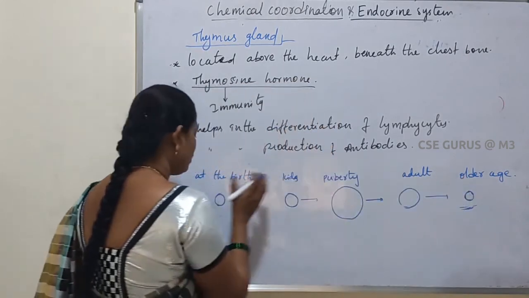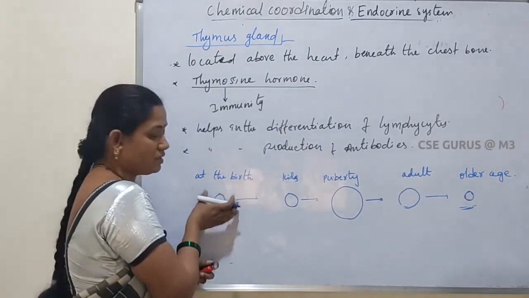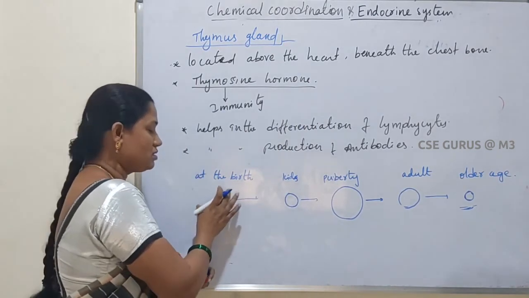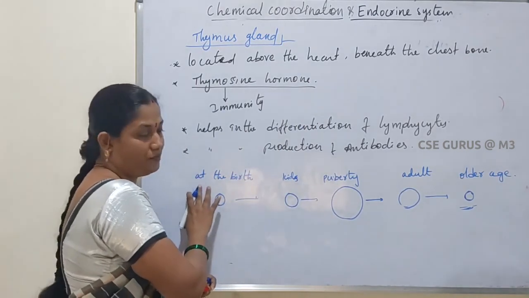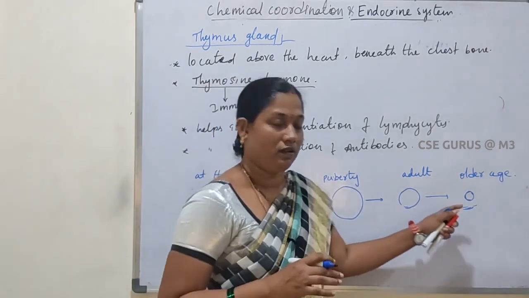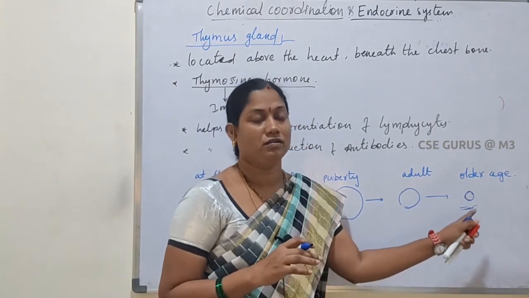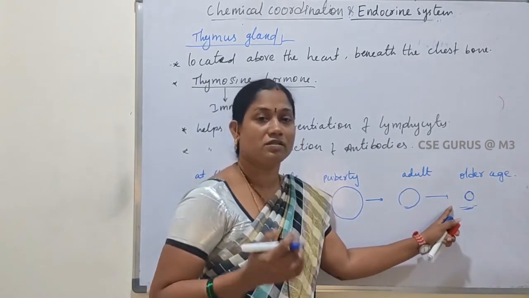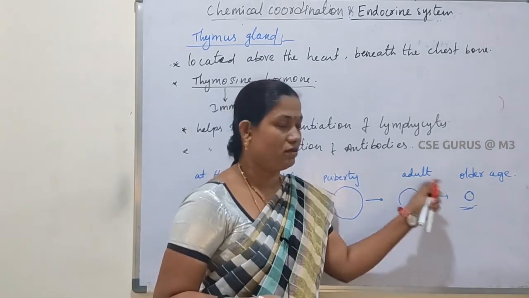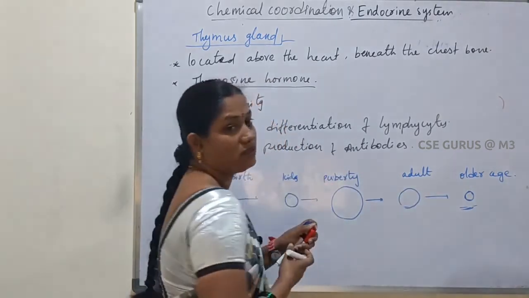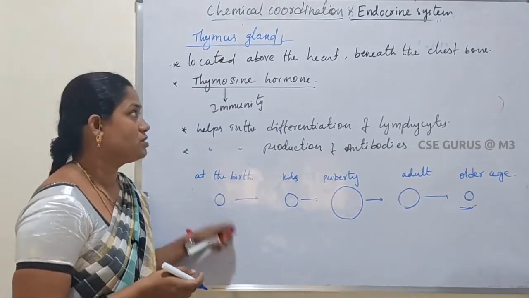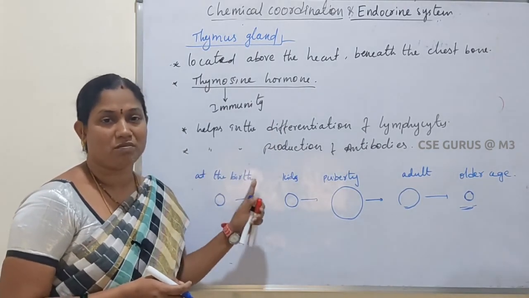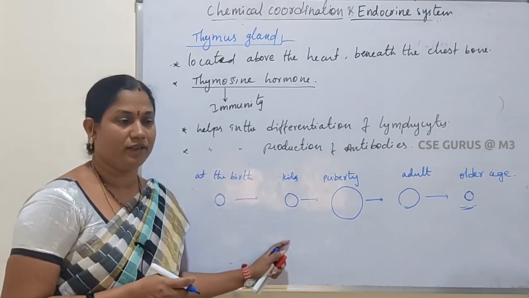In older people, the size reaches the same size as at birth. That's why in older people the immunity power is less, because of the degeneration of this gland. Okay, so this is about the thymus gland. Mainly the thymus gland provides immunity.